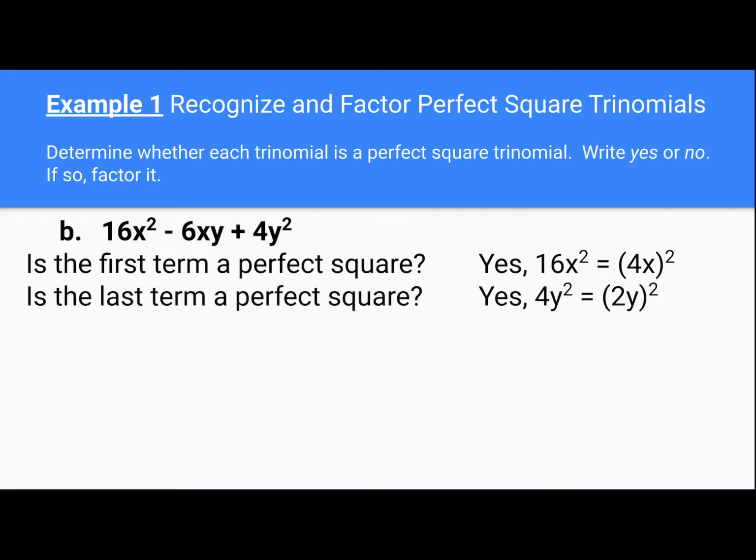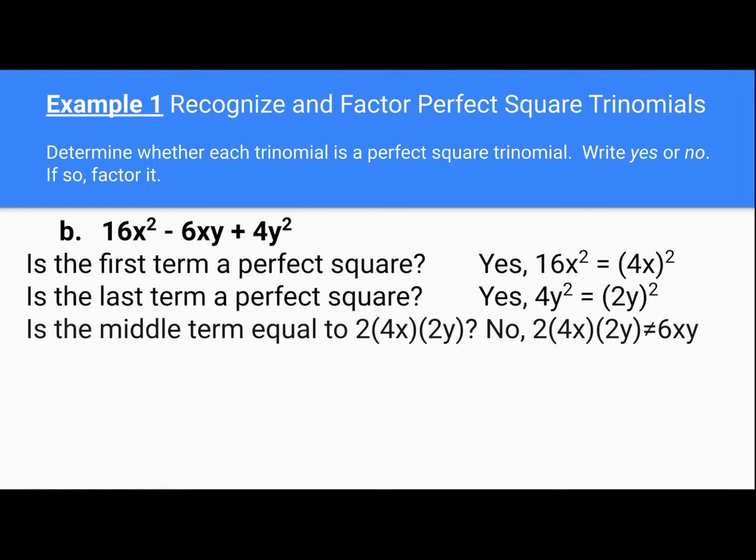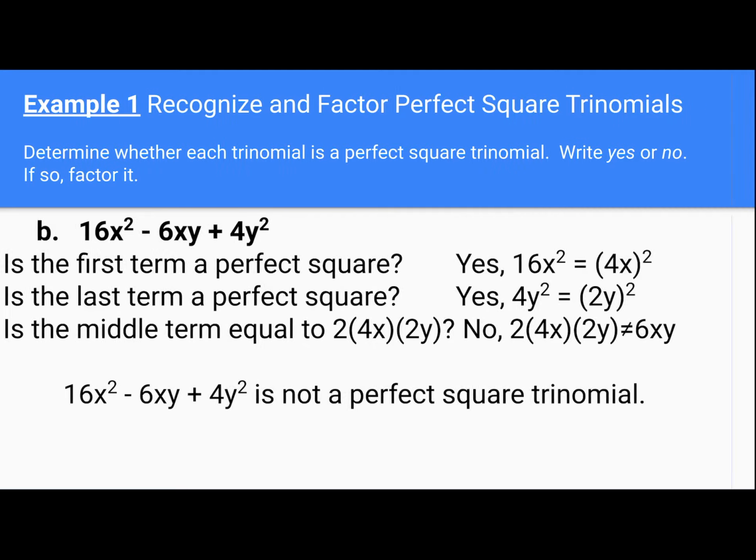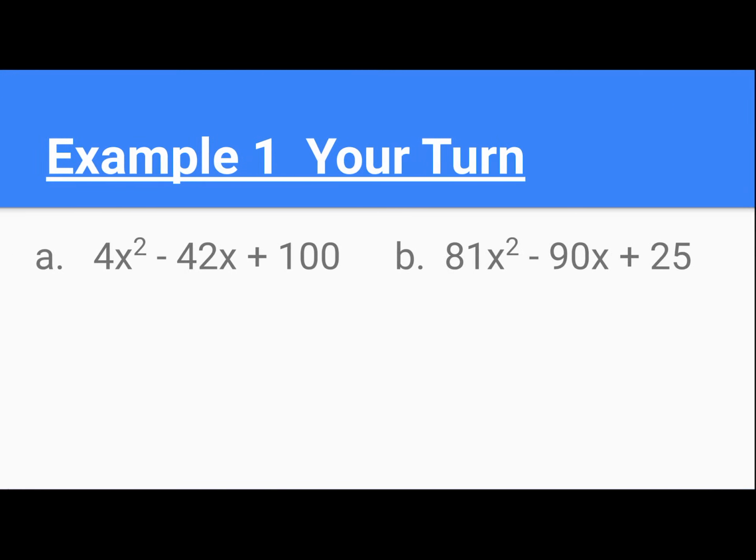And then my last question, is my middle term 2 times a times b? So a is 4x and b is 2y, so 2 times 4 times 2 is 16xy. Does that equal 6xy? It does not. So this is not a perfect square trinomial. So we can't factor it yet. Here are 2 your turns. So take a minute, you can pause the video and work those out and decide if they are perfect square trinomials. If they are, then you should factor them.